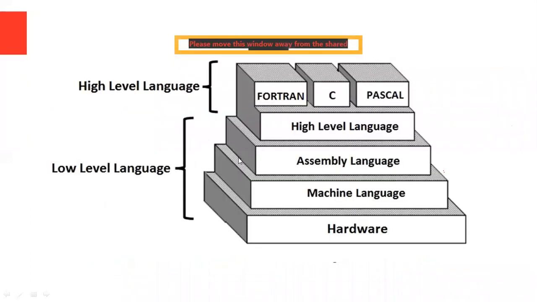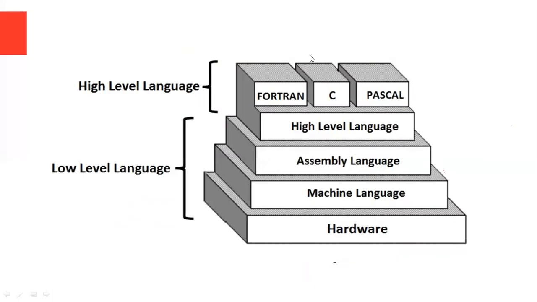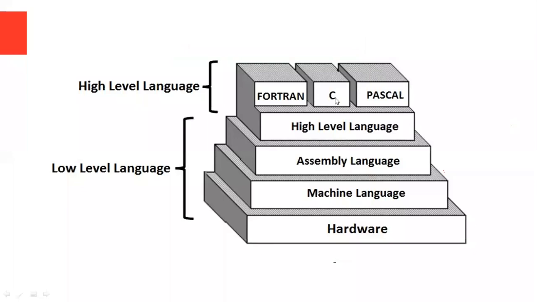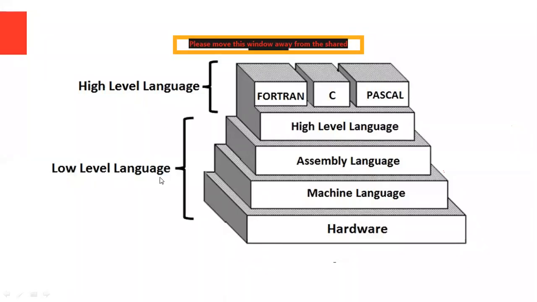Then here is the diagram for low level language and high level language. So this is the hardware, and machine level language, and assembly language, high level language. So this is the high level language. We are writing Fortran, C compiler and Pascal. These are the compilers, Fortran compiler, C compiler and Pascal. So these are the languages as well as the compilers. So we have high level language and low level languages.